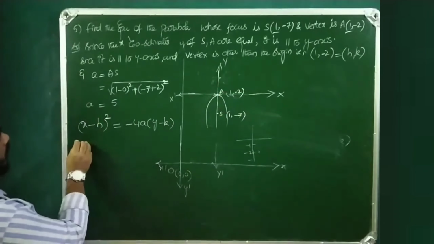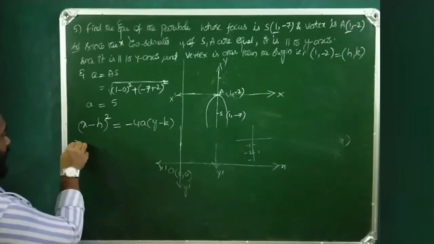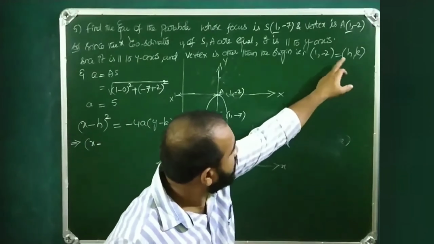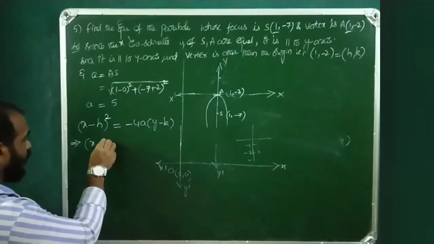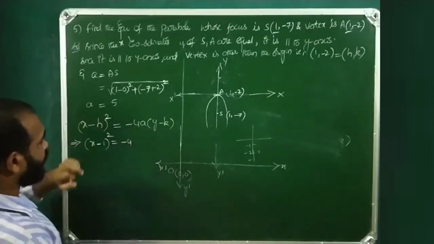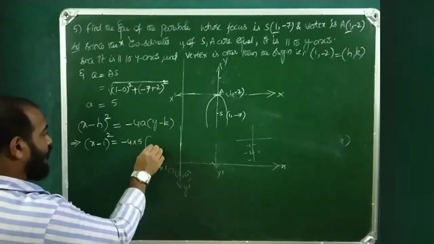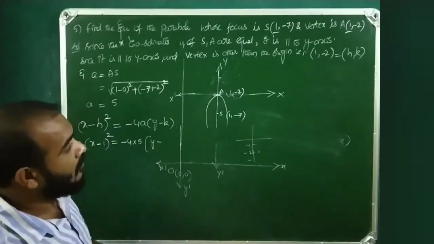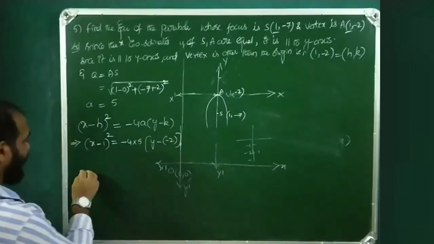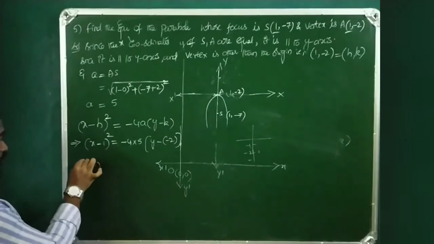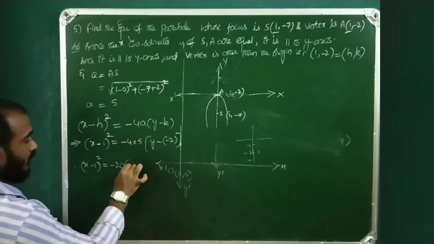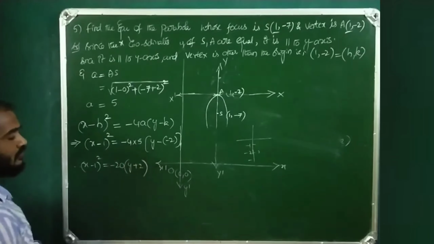So now x minus, what is h comma k that is given? 1 and minus 2. So (x minus 1) whole square equals minus 4, a is 5, into y minus, the value of k is minus 2. This equals (x minus 1) whole square equals minus 20 into (y plus 2).